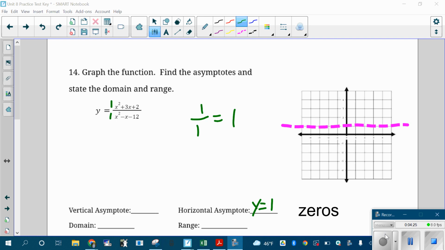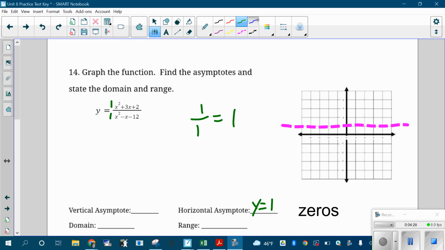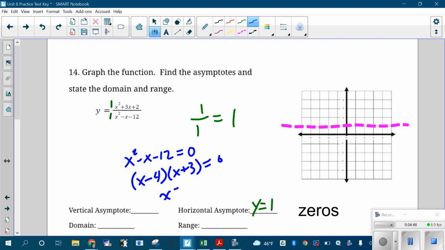To find the vertical asymptotes, I'm going to set the denominator equal to 0 and solve that. I'm going to factor this. What multiplies to -12 and adds to -1? -4 and +3. And so then what are the two solutions I get? I get 4 and I get -3. So this graph has 2 vertical asymptotes, one at 4 and one at -3. So I'm going to put those in. At 4, we have a vertical asymptote, and at -3, we have a vertical asymptote.